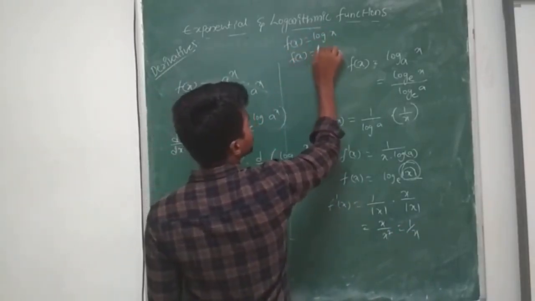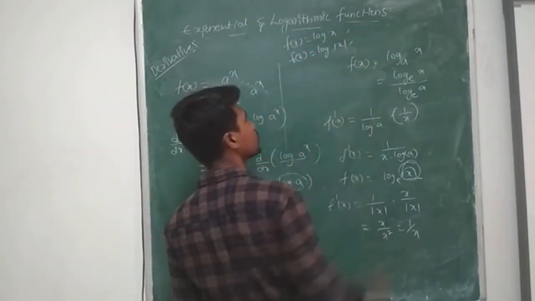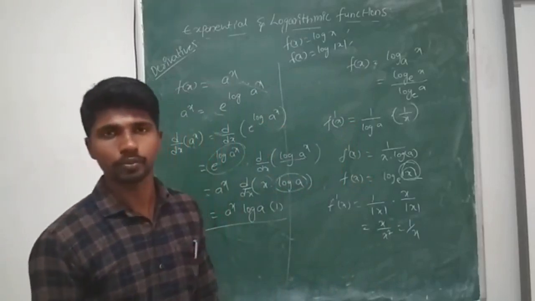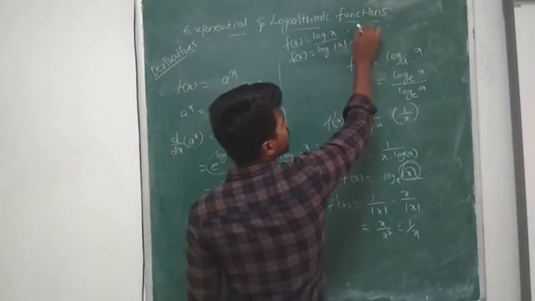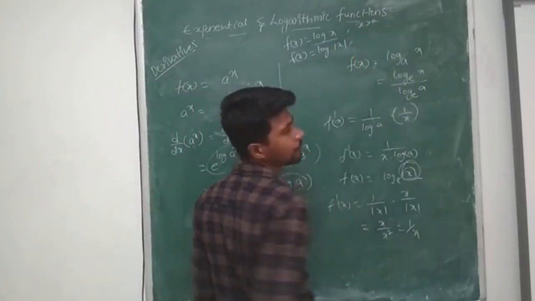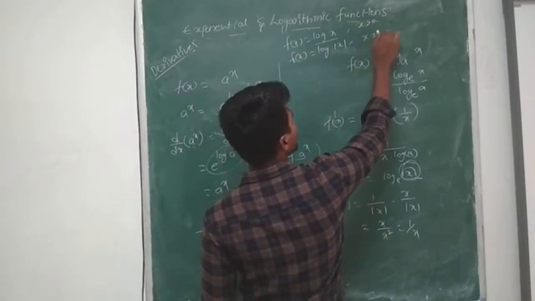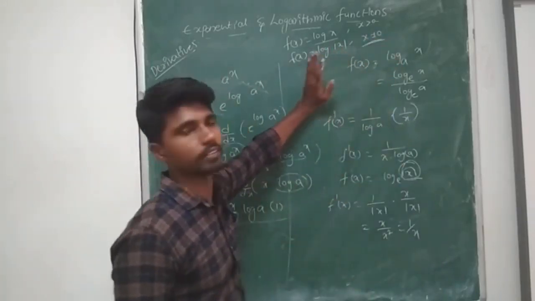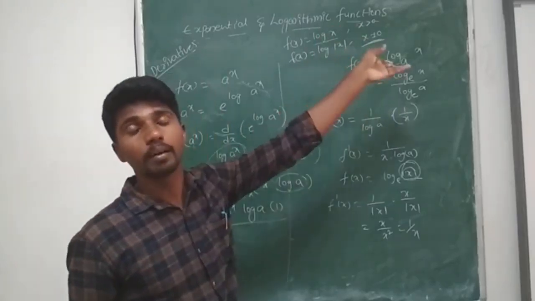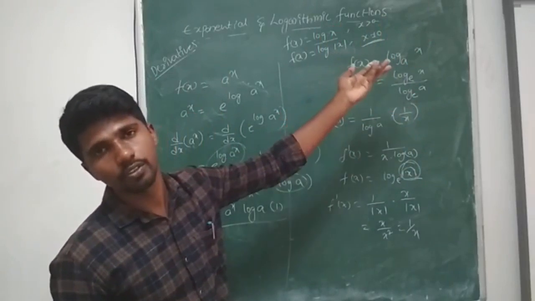Whenever we write the function f of x as log x and f of x as log mod x, note that the logarithmic function is always defined for positive numbers. So if I write x here, I should mention x greater than 0. If I write mod x, I should mention x not equal to 0. Except 0, it exists for any real number, because modulus of any real number is always positive.